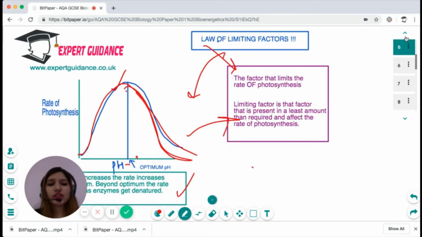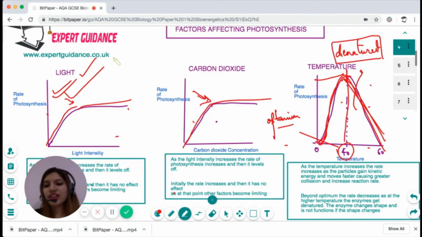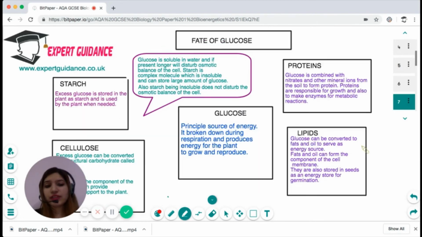Okay, and in most cases you will get this graph. With light you will get this graph, carbon dioxide you will get this graph, with temperature you will get this graph. You need to remember all these shapes and the explanation for the same.